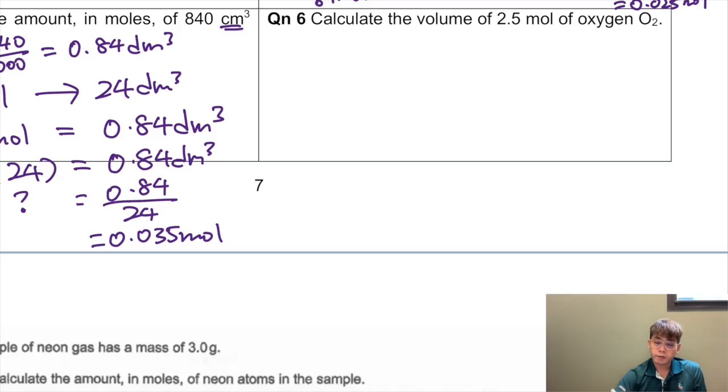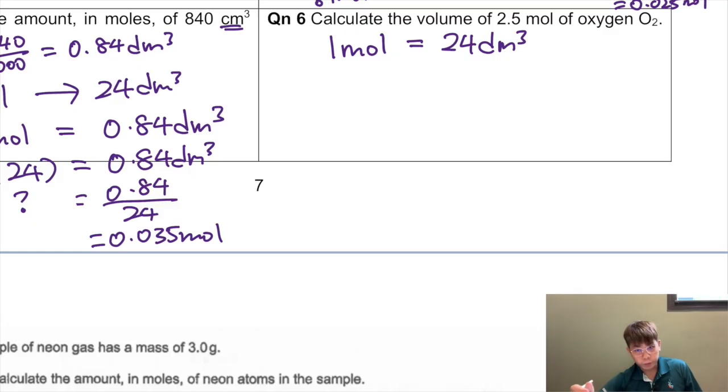After that, I write step 1, 1 mole is equal to 24 dm cube, right? Because I want to find volume. If I want to find mass, then I need to calculate molar mass. But now I don't need to calculate molar mass because I'm finding volume. So you need to learn how to switch. So 1 mole is 24 dm cube.